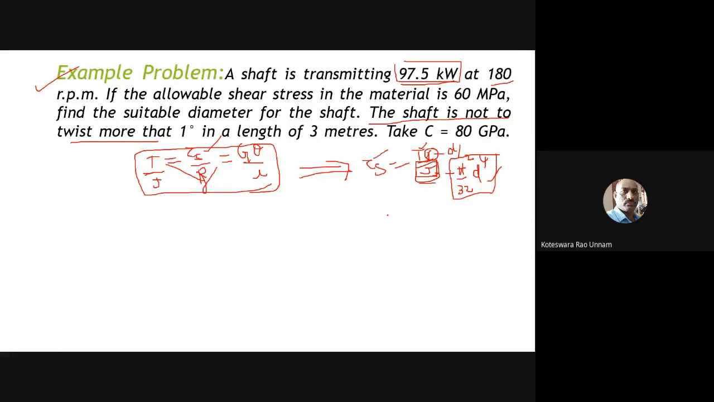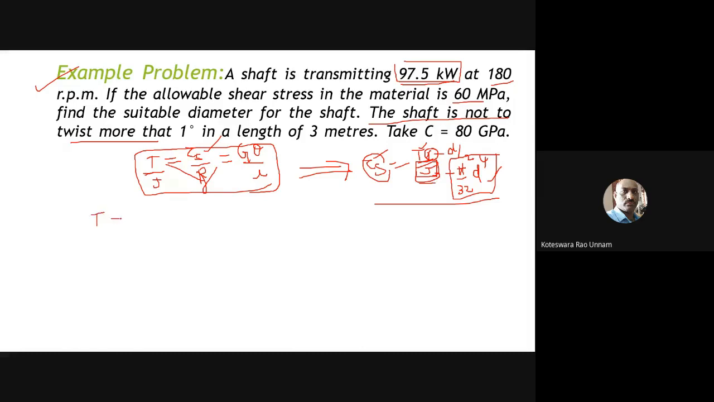Using this, I can calculate tau S. But what is tau S? It should be 60 MPa, equal to 60 MPa only. So by equating this in the entire equation, I have only one unknown. First, I'll calculate the torque.